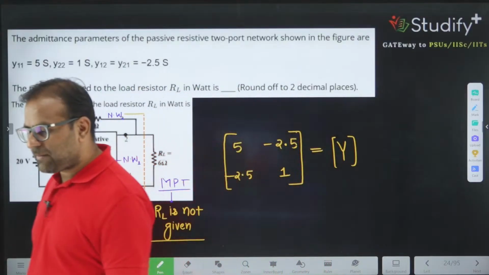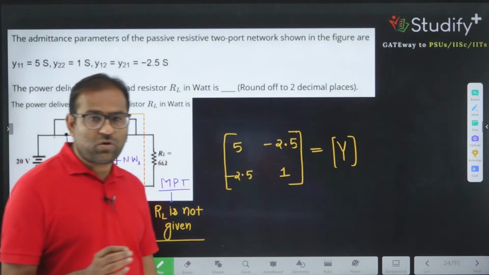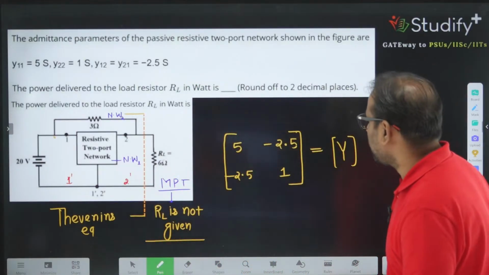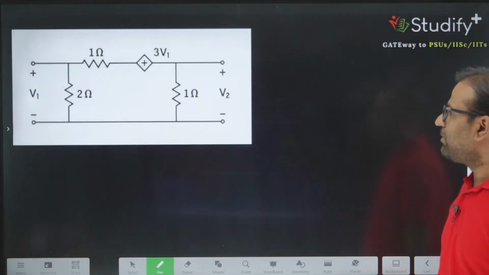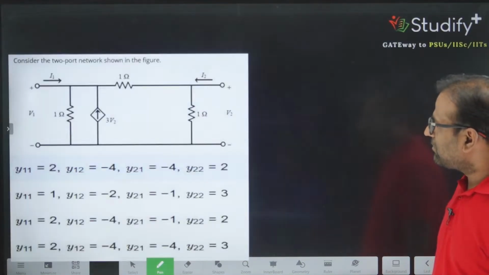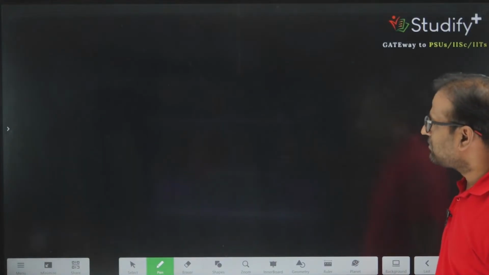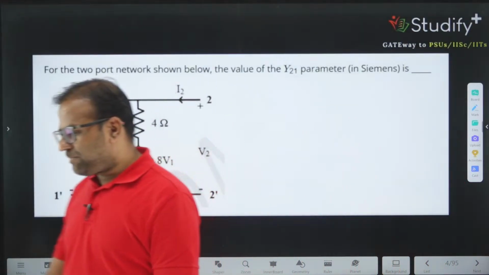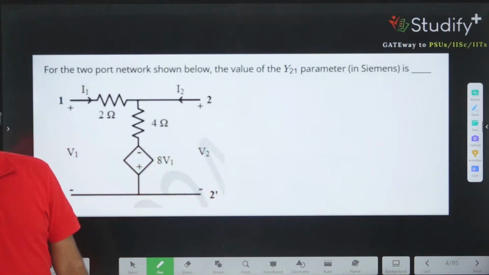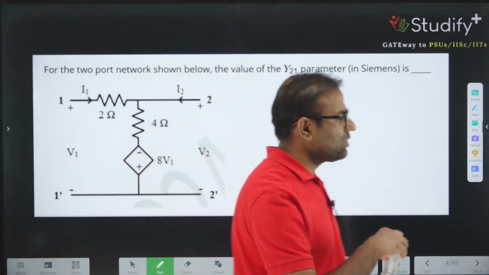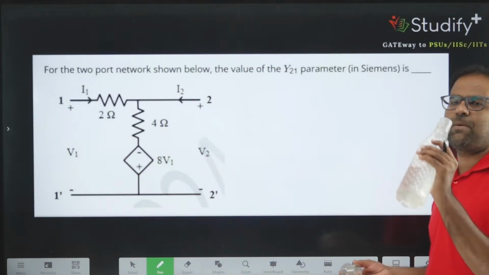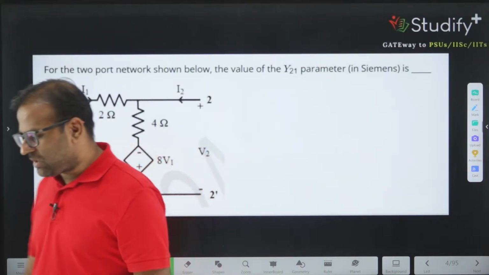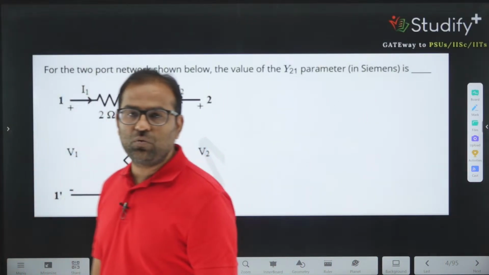So these two questions are based on the Y parameter, in which the concept of the parallel combination is used. Let's take a few more questions into the discussion. These all are PYQs from 21 to 25. I have taken all the PYQs, and in this question also they are talking about the Y parameter, Y21.